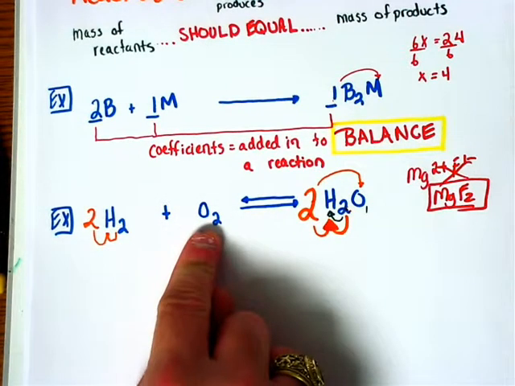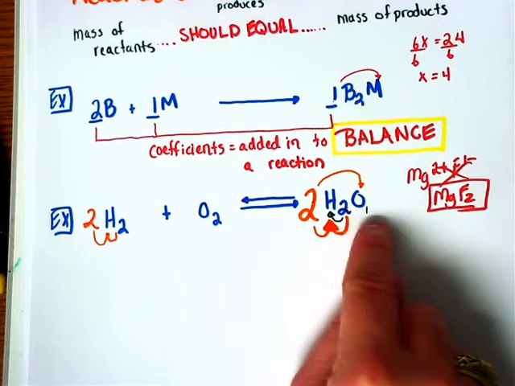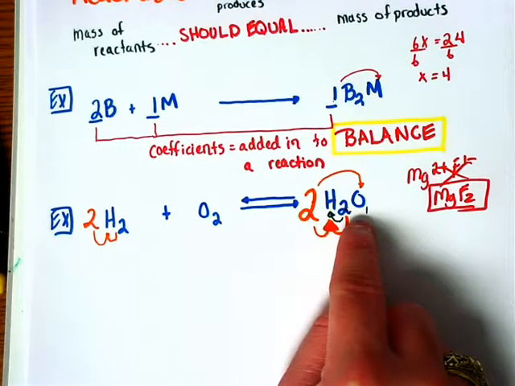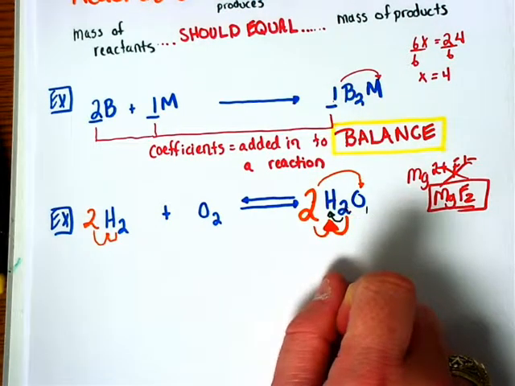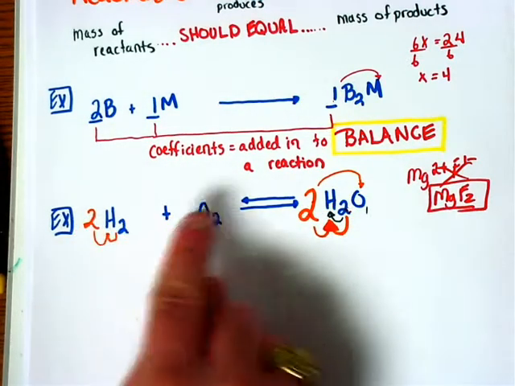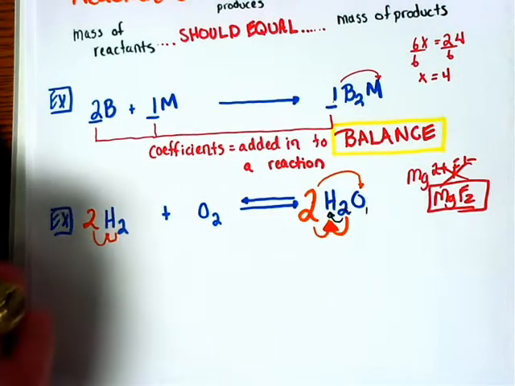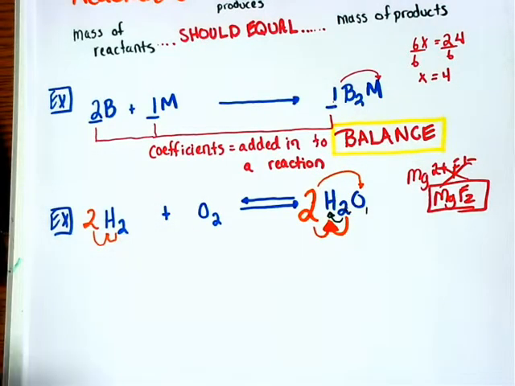Why can't there be a 2 over here, baby 2? Because H2O2 is not water. H2O2 is hydrogen peroxide, and that'll kill you. Seriously. So you don't start adding the little baby numbers as you want to. It'll tell you what to find. You will balance equations based on putting big numbers in front, coefficients. Good?